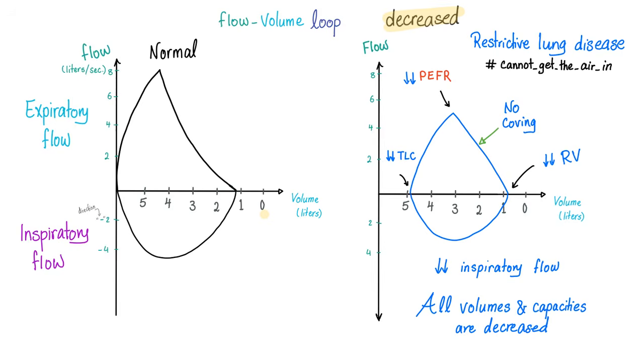It's called common sense. And the inspiration curve has a lesser flow if you compare it with normal. Here it was more than 4, here it is about 3. And there is no coving because you have no problem during expiration. You have great fibers in your lungs called fibrosis. It's easy for you to get the air out.